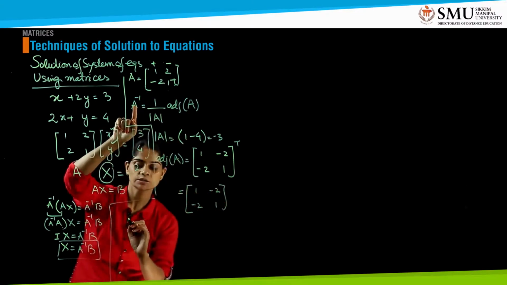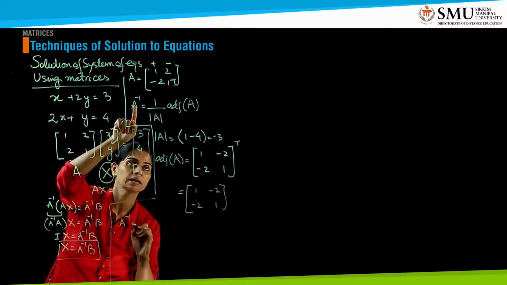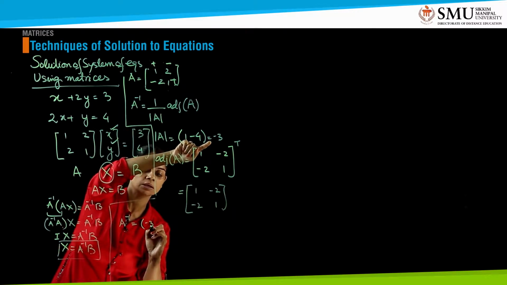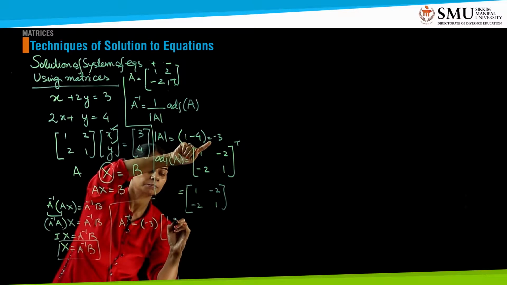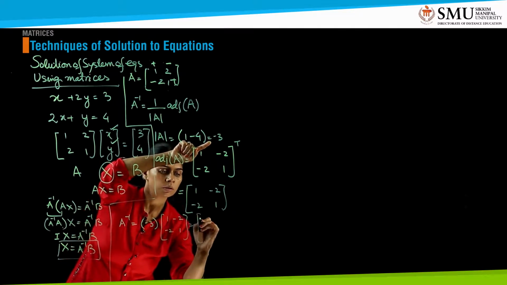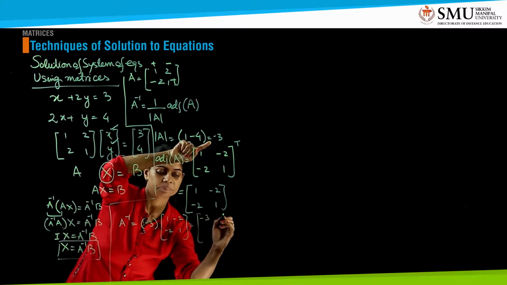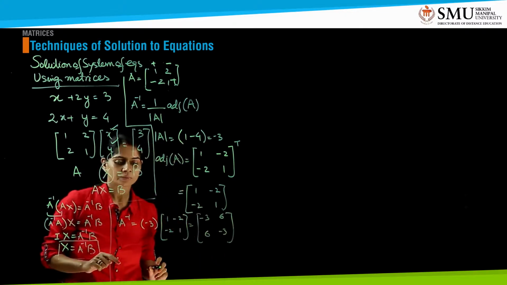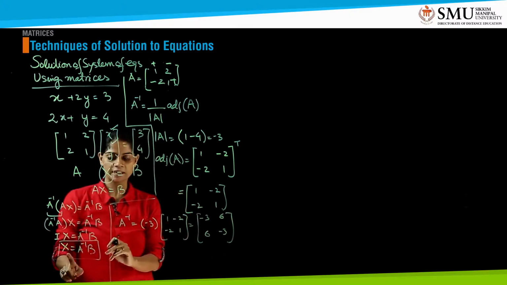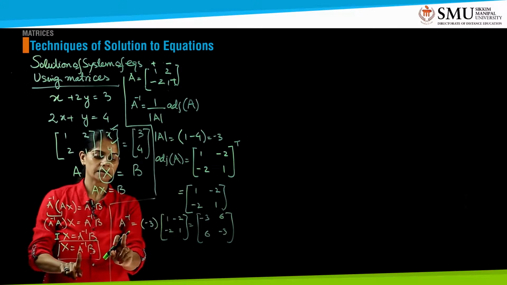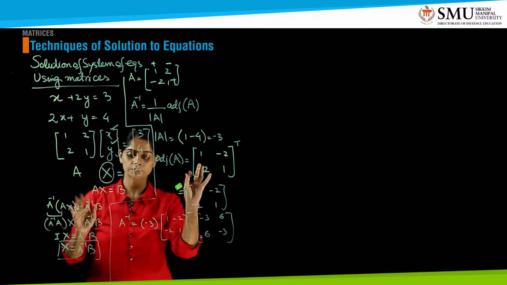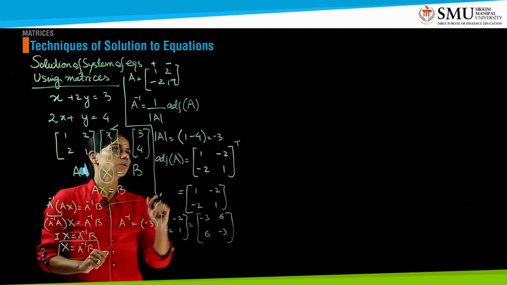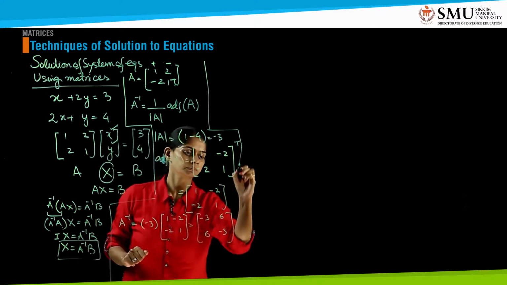So, what is A inverse? A inverse is nothing but minus 1 by 3 into [1, minus 2; minus 2, 1], which is equal to [minus 1/3, 2/3; 2/3, minus 1/3]. Okay. Now, let us find the value of x. We will multiply this A inverse and B and we will get the result. So, let us do it here.